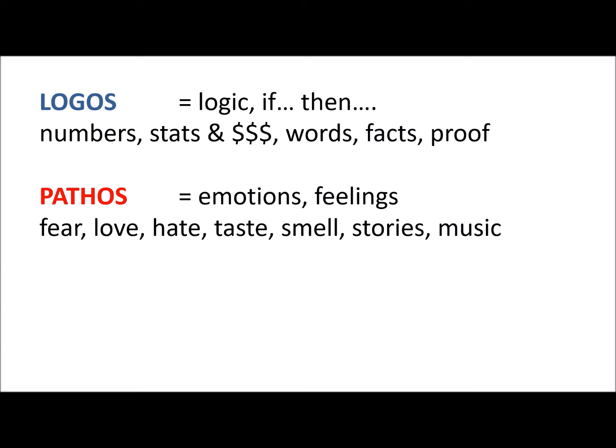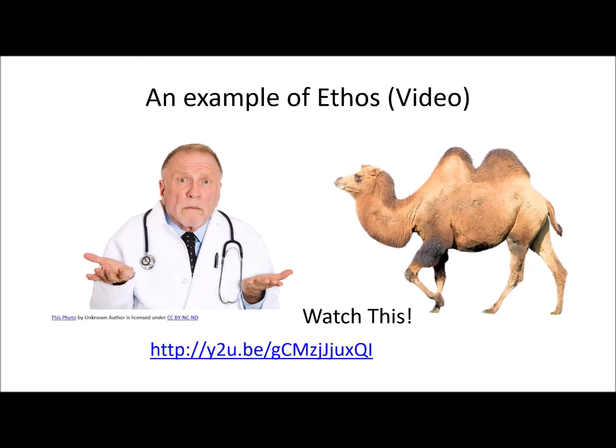Any strong emotion, fear, love, hate. Politicians use these all the time, especially hate and fear right now. Don't tell me these aren't powerful. And there's one more of these strategies that's even more powerful than emotion and even more powerful than logic. That's ethos.